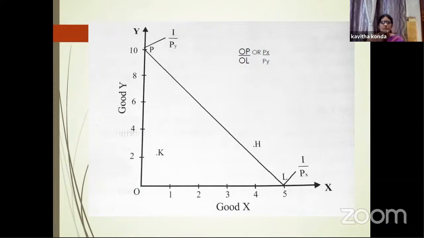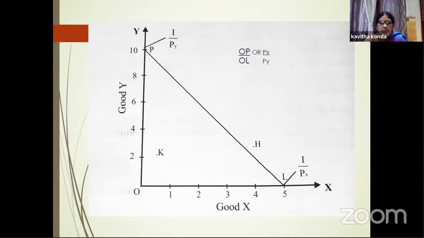Here I told you that I by PY means income by PY. PY is the price of Y. The price of Y is 10 rupees and income is 100. 100 by 10 is equal to 10. Here the P point represents that he can get 10 units of Y with his given income of 100 rupees. That is the I by PY.